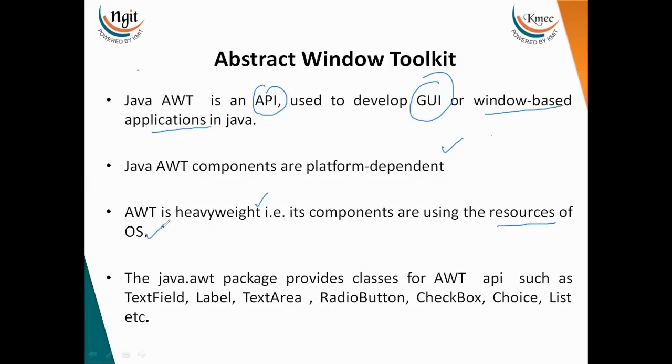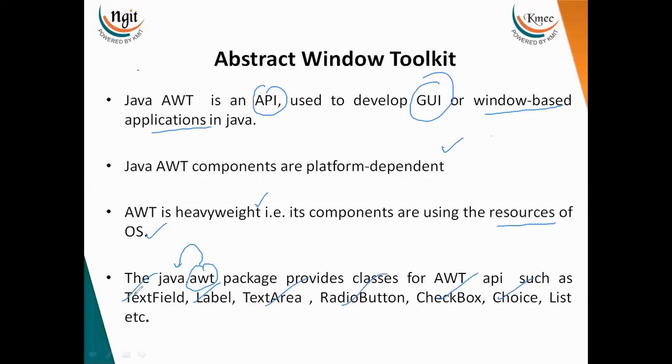So where do we have all these components? They are all available under the AWT package, which is there under the Java library. So whenever you want to get these components, you need to import java.awt. If you want all of them, then you should put a star, right? All these classes of AWT are available under the AWT package, right? Sir, what are the different classes or components we have? Beta, you have text field, label, text area, radio button, checkbox, choice, list. These are all the different classes available under the AWT package, right?